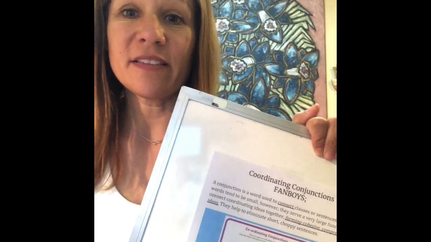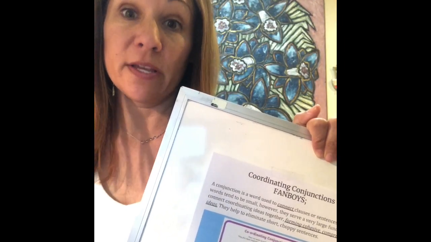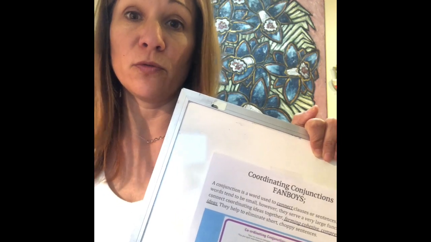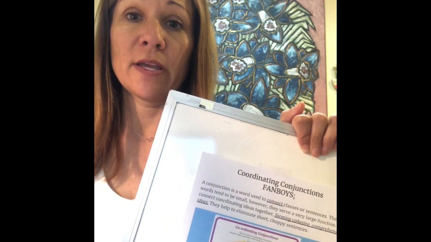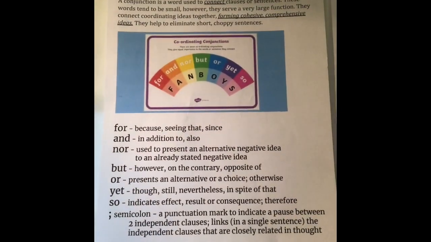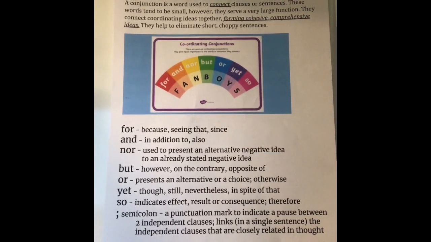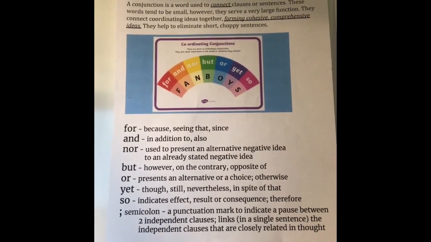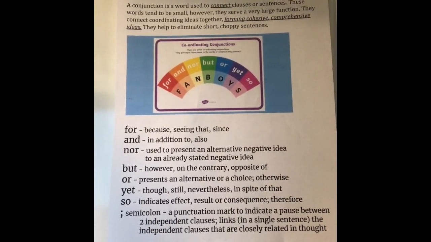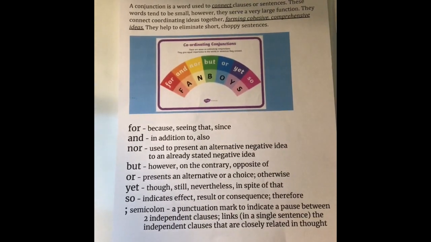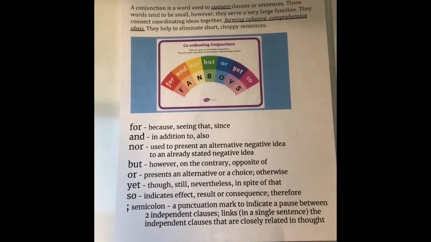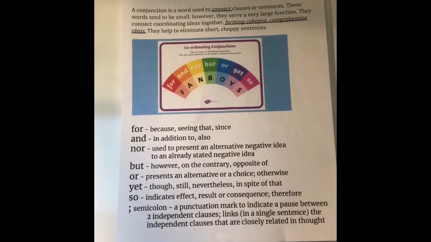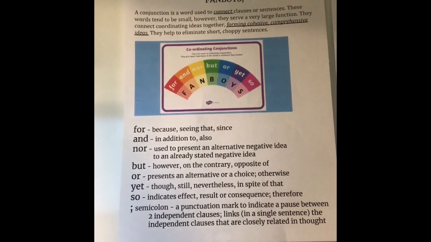All right, so let's clarify what a fanboy is first before we move on. I think most of you already know fanboy is a coordinating conjunction. So let's take a quick look at this. A conjunction is a word used to connect clauses or sentences. These words tend to be small, however, they serve a very large function. They connect coordinating ideas together, forming cohesive, comprehensive ideas. They help to eliminate short, choppy sentences.